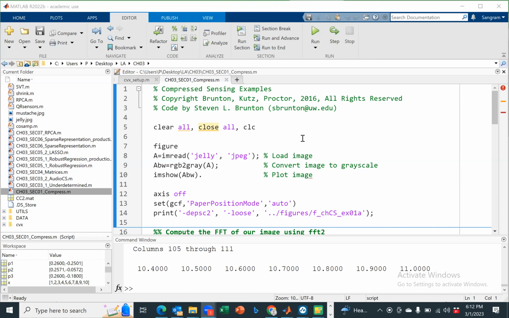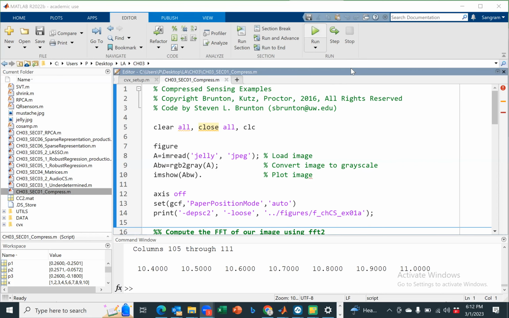So first and foremost, this is the same code that we looked at in the last class, wherein you have a JPEG, and what we want to do is change the sparsity and compress this image.